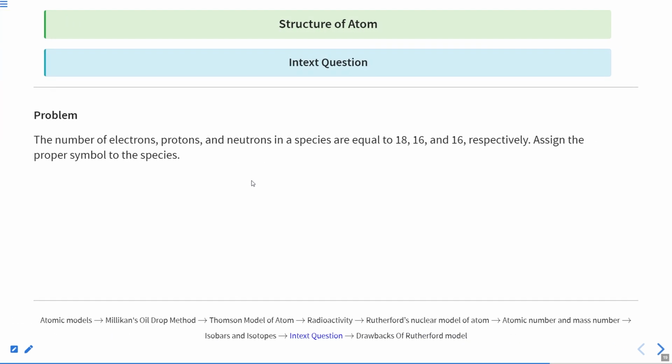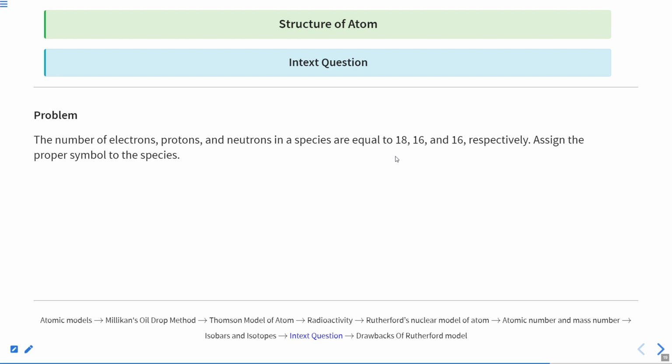Clear? Next question. The number of electrons, protons, and neutrons in a species is 18, 16, 16. Assign the proper symbol to the species. First of all, the atomic number is 16, because the number of protons is 16 here. But the number of electrons is 18, meaning it has extra electrons. It is negatively charged, right? Further, the number of neutrons is 16. Therefore, the mass number will be 32.